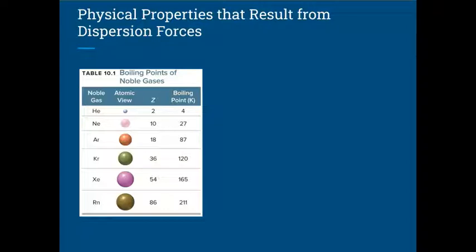So let's discuss the physical properties that result from dispersion forces. Here we have a look at the noble gases going from the smallest one, helium, down to radon. You can see they're getting bigger and bigger. Z is our atomic number, or the number of protons in the nucleus. And this is the boiling point. You can see the boiling point for helium is very low, and this is in Kelvin, so it's pretty low for all of these. These are all going to be gases at room temperature, which is about 298 Kelvin. But the bigger ones have higher boiling points. So if we're just looking at dispersion force, why would the bigger ones have higher boiling points?